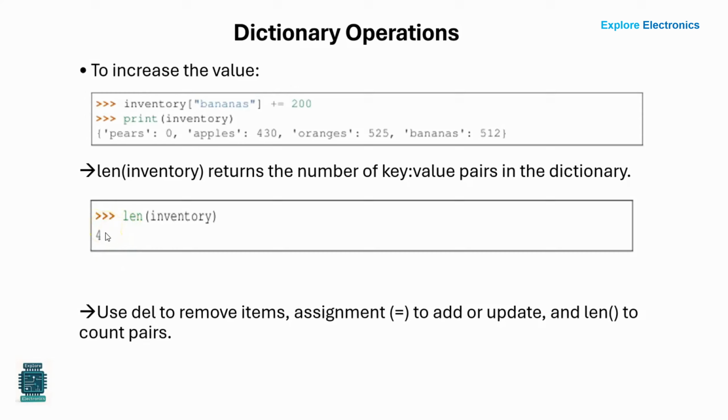Very clear, dictionary operations. Use delete to remove the items. In simple terms, I am explaining once again: we use delete to remove items, assignment to add or update, and length to count the pairs. Here, length is to count the key value pairs. How many key value pairs are present in the dictionary?